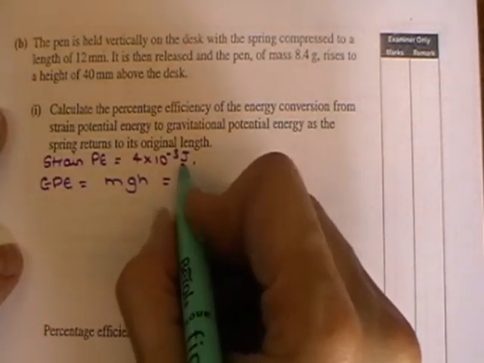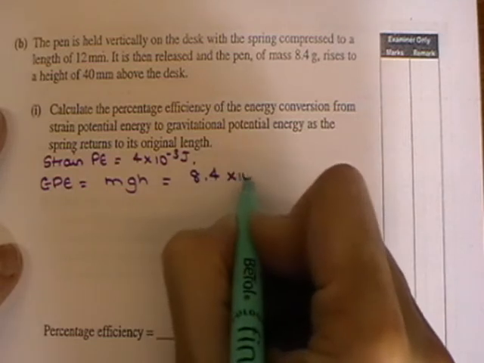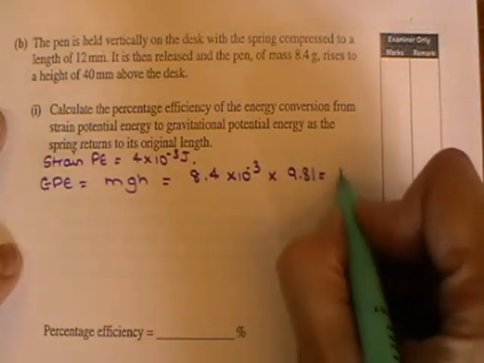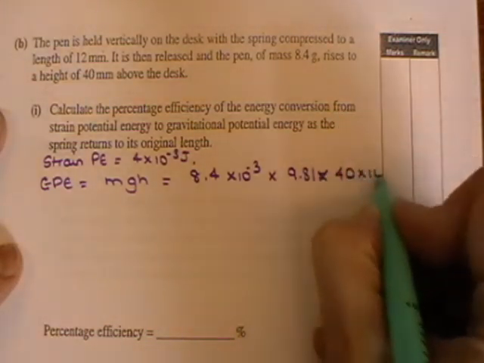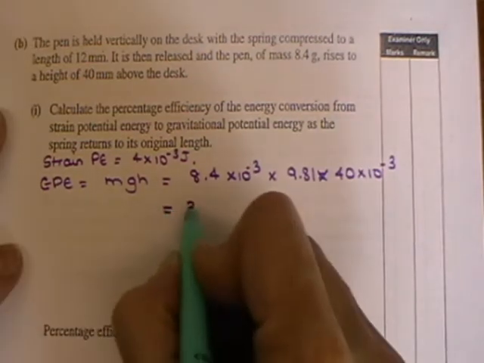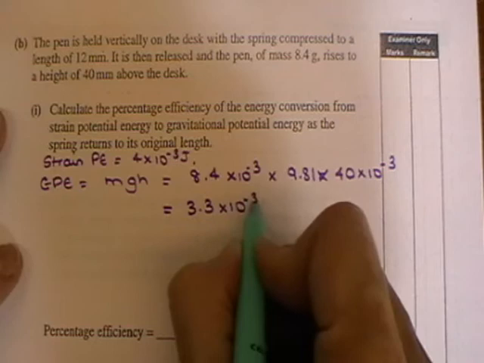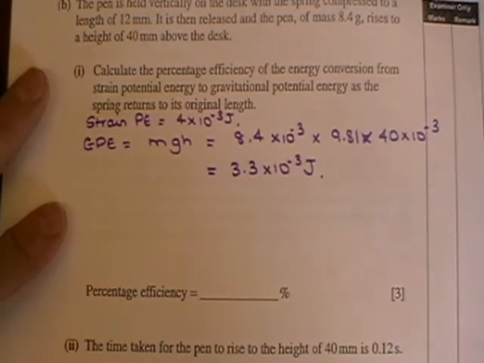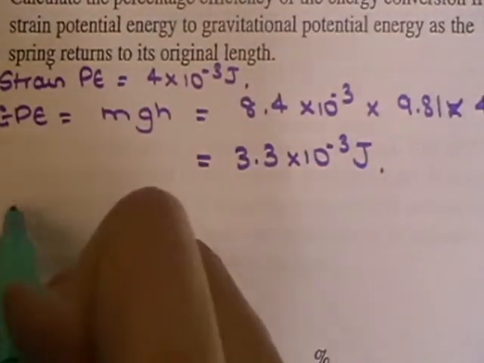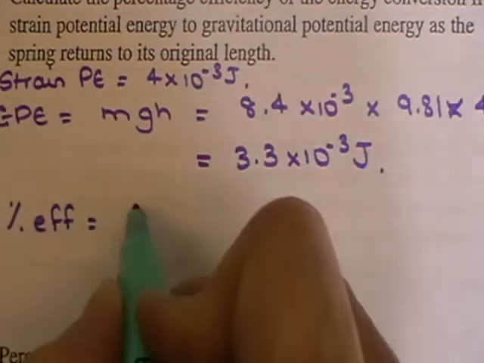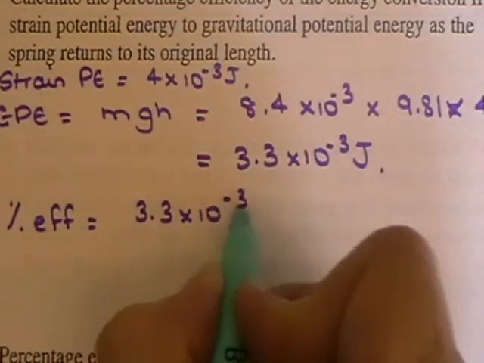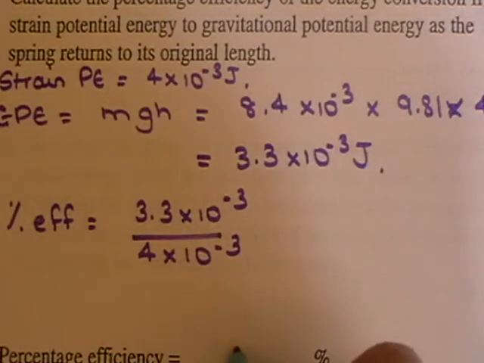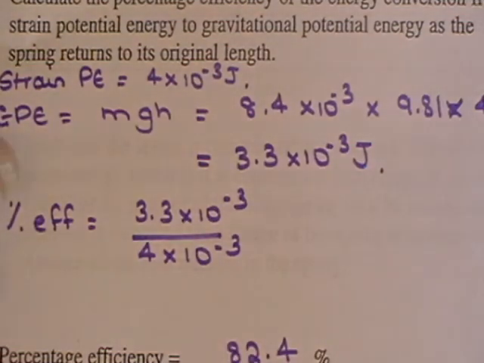So the mass of the pen is 8.4 grams, which is 10 to the minus 3. G is 9.81, and the height it goes to is 40 millimeters, and that's of course by 10 to the minus 3. So mgh is 3.3 by 10 to the minus 3 joules. So we're going to look at how efficient that was in converting strain energy into gravitational potential energy. And so the percentage efficiency is 3.3 by 10 to the minus 3 divided by 4 by 10 to the minus 3. And that gives an answer of 82.4%.